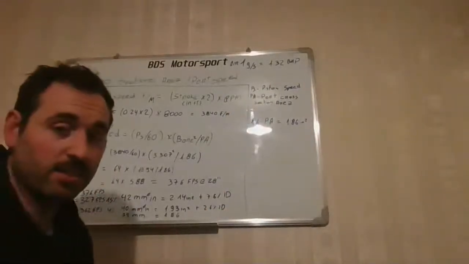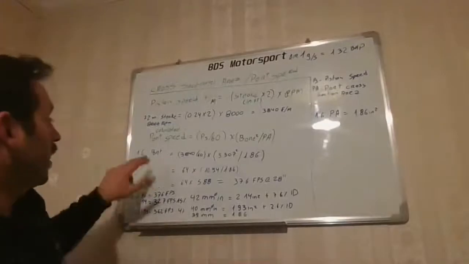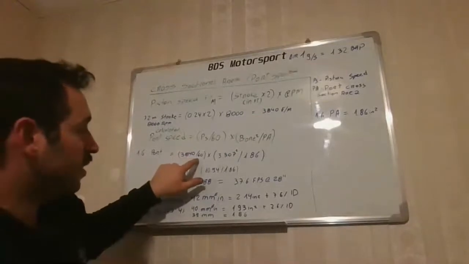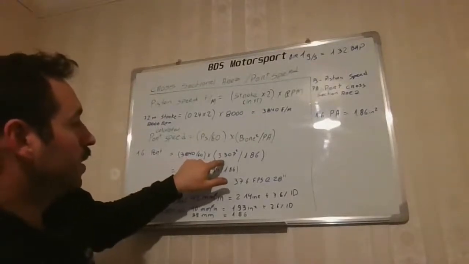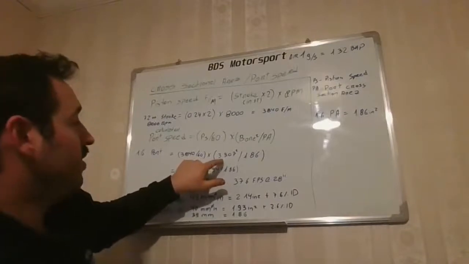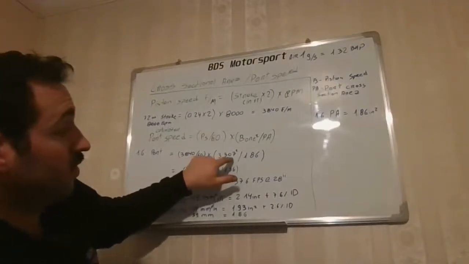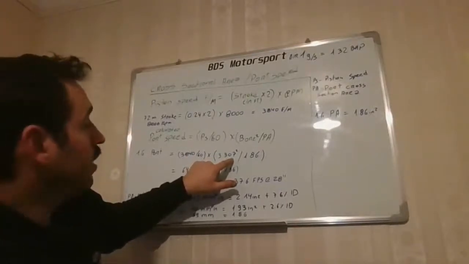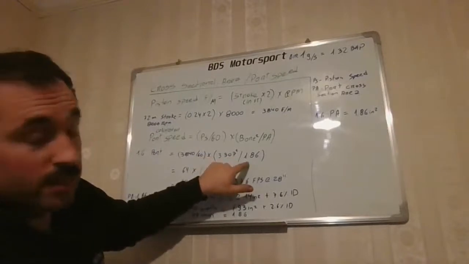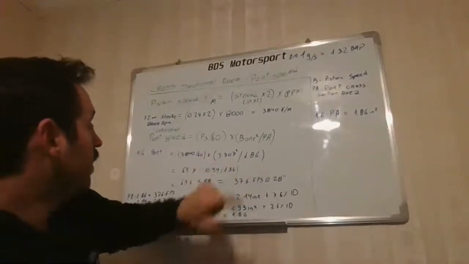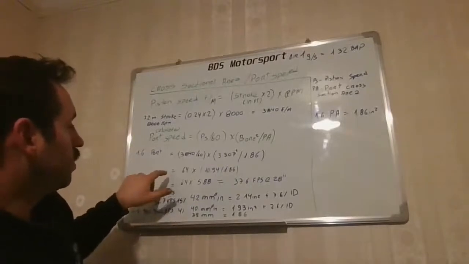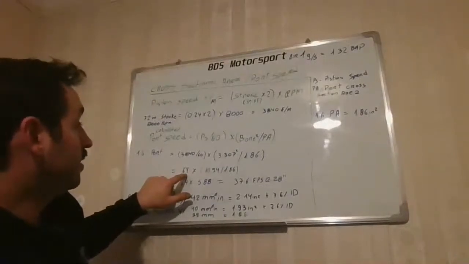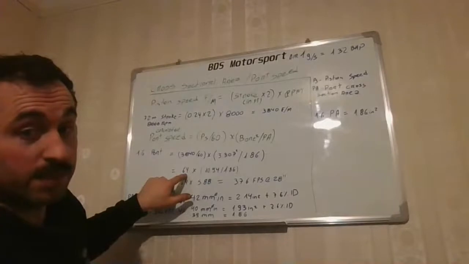Now, in this engine, our piston speed 3840 is here, divide by 60, then we multiply that by the bore in inches, which is 3.307. Then I measured the cross-sectional area of the standard head, and it was 1.86 inches squared. So this equals 64. The piston speed is 64 feet per second.